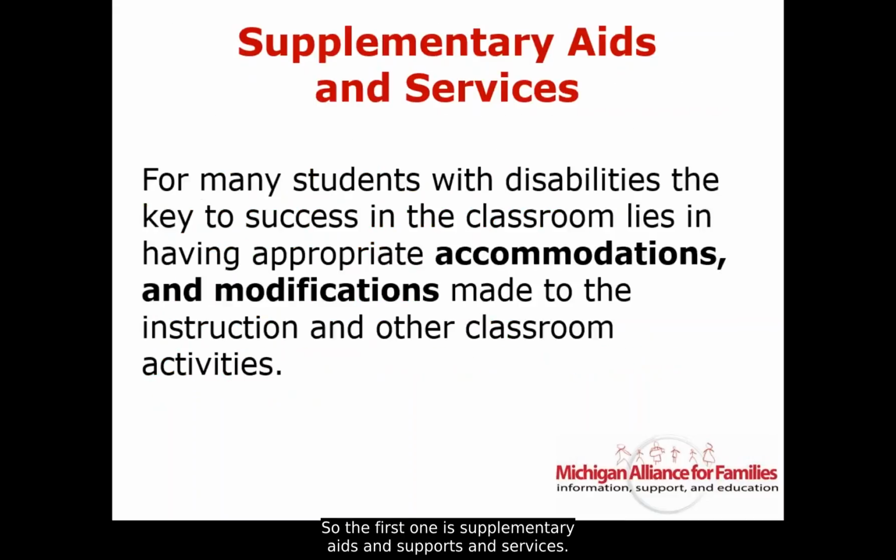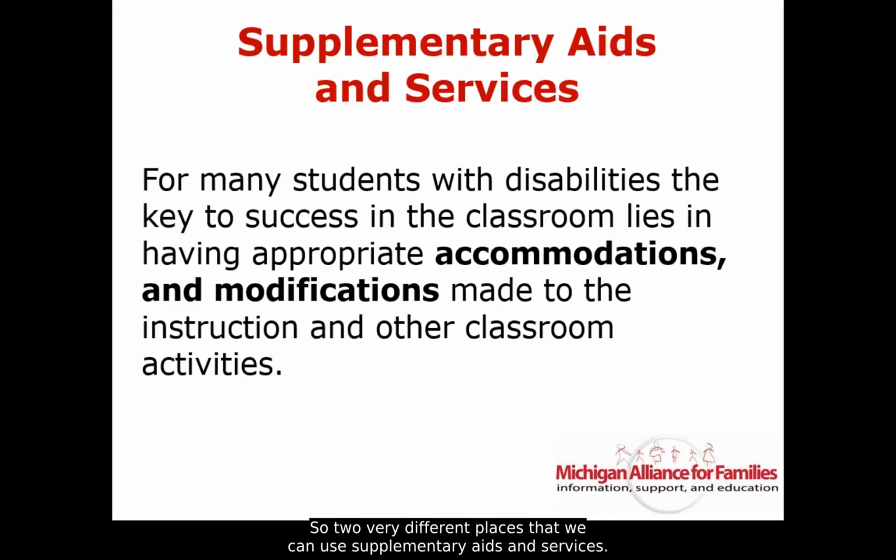So the first one is supplementary aids and supports and services. For many students with disabilities, the key to success in the classroom lies in having appropriate accommodations and modifications made to the instruction and other classroom activities. So it's about modifications and accommodations to the instruction, so that's one area that we can modify. It's about accessing the general education curriculum, so what kind of accommodations and modifications to the instruction, and the other part is that classroom, the functional performance, the learning environment. What do we need to make accommodations and modifications for that learning environment?